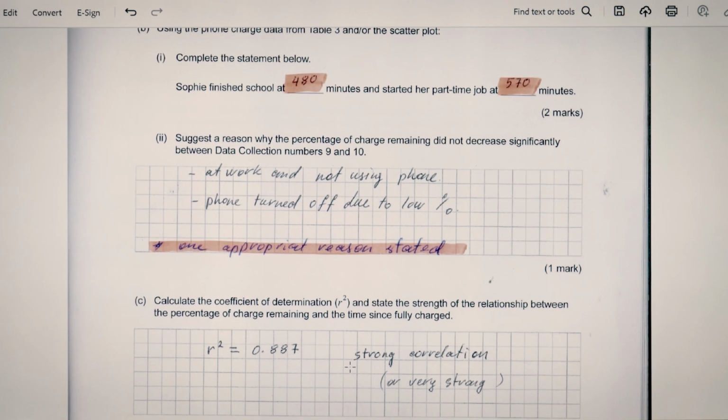And then suggest a reason why the percentage of charge remaining did not decrease significantly between data collection number 9 and 10.